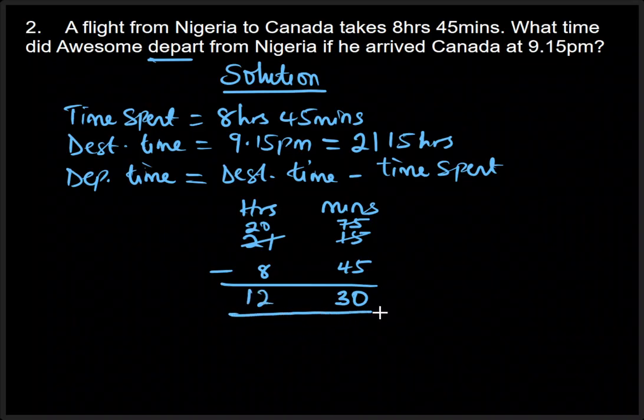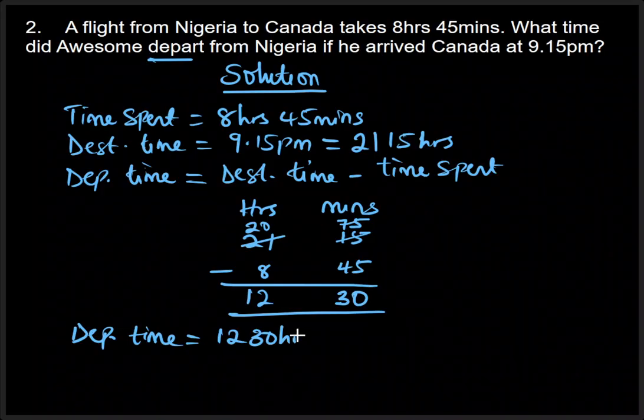All right, so what we were looking for is departure time, and it's always in 24-hour clock system. So departure time is equal to 12:30 hours, which we can decide to put in 12-hour clock system, which will give us 12:30. That will be the PM session. All right. So that is what we do when we are looking at departure time, destination time, and time spent.